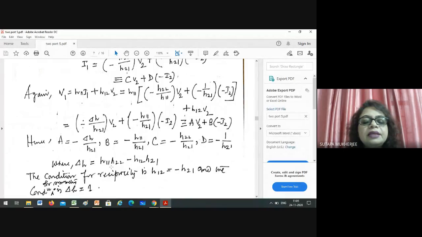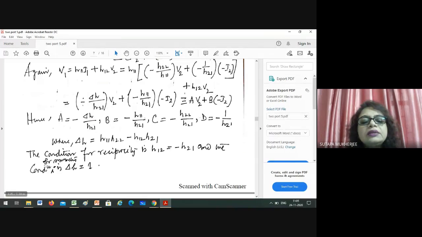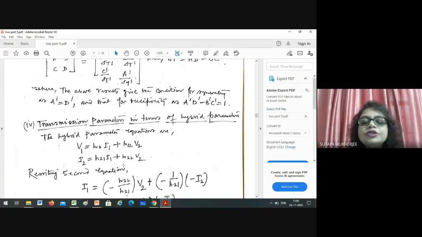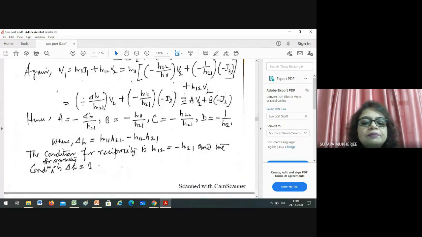And what is delta H? H11 H22 minus H12 H21. The condition for reciprocity is H12 equal to minus H21, and the condition for symmetry is delta H equal to 1. So transmission parameters in terms of hybrid parameters is complete.